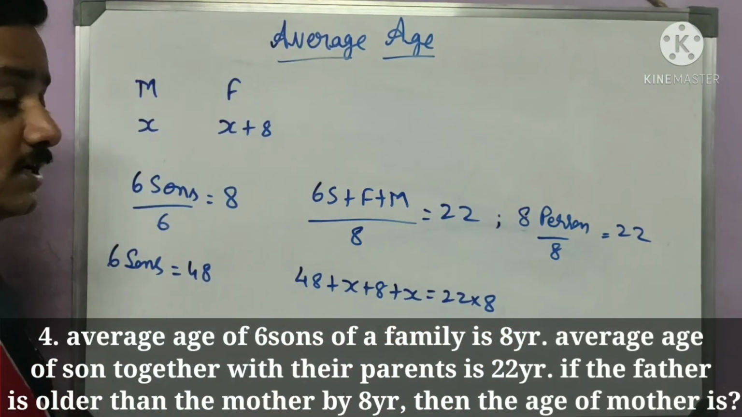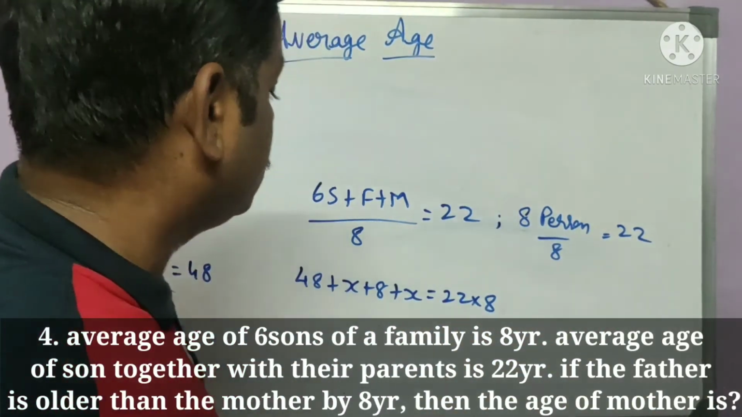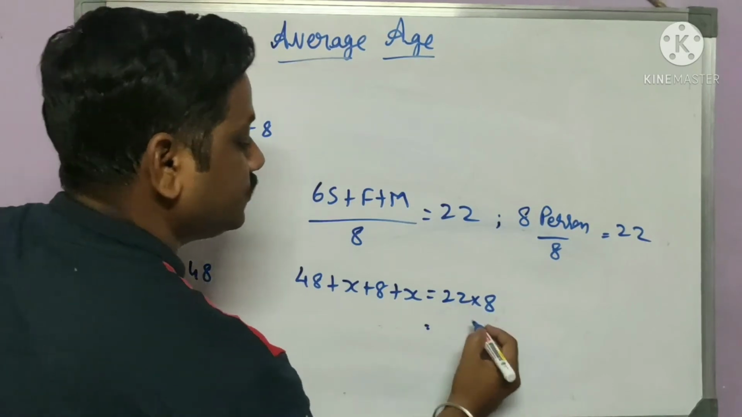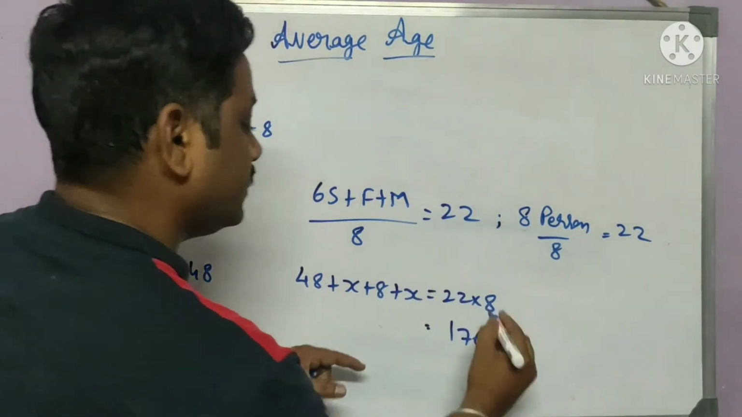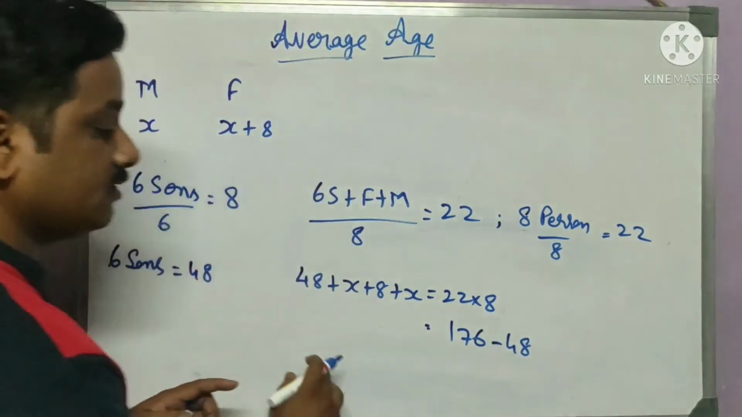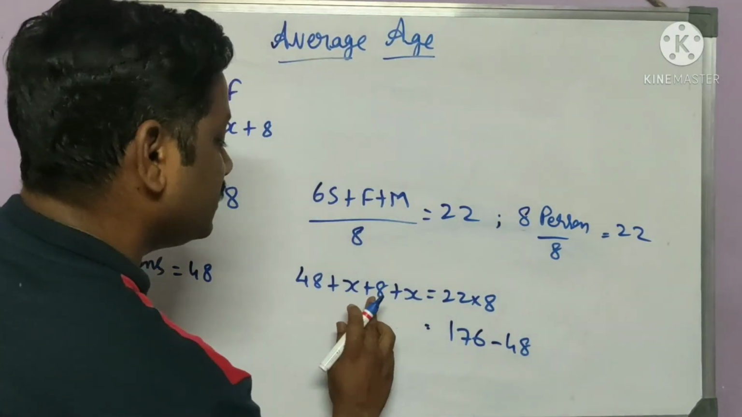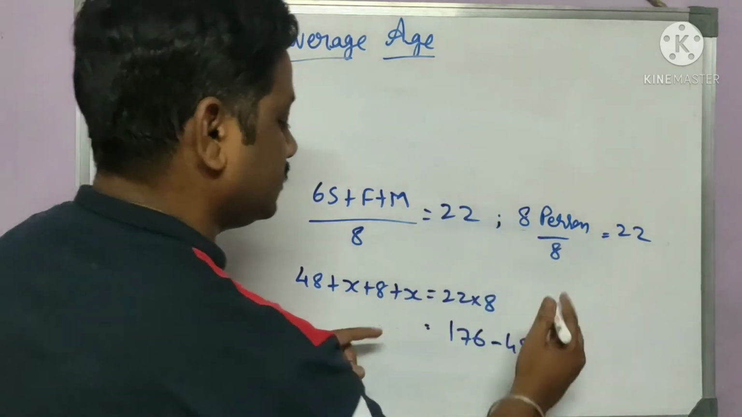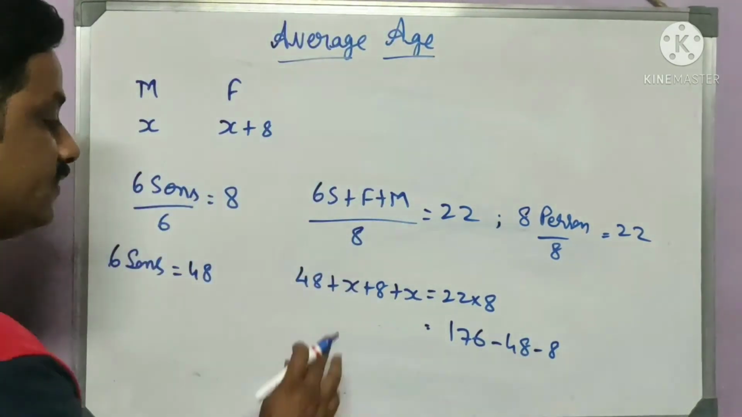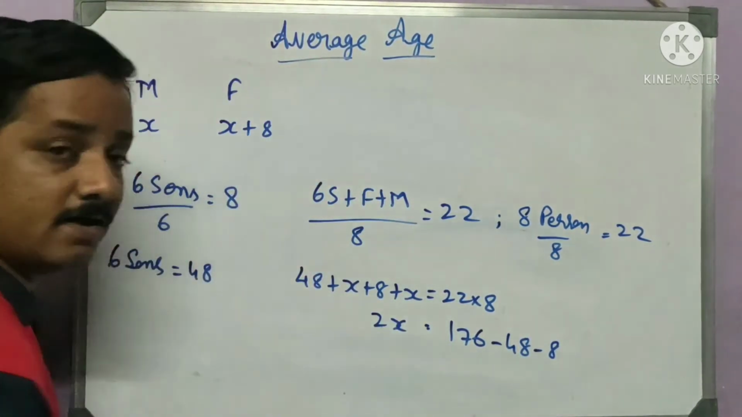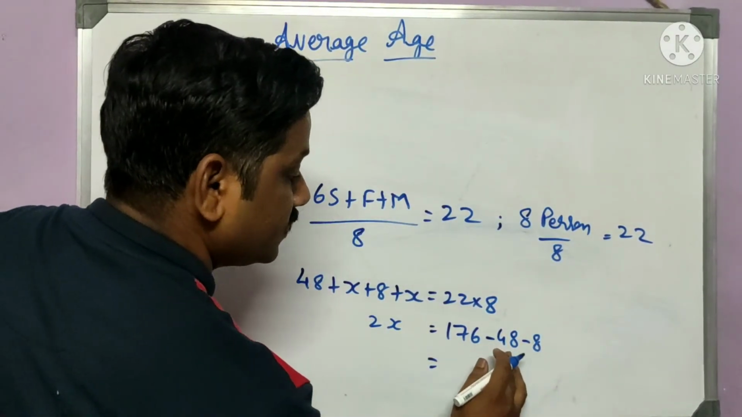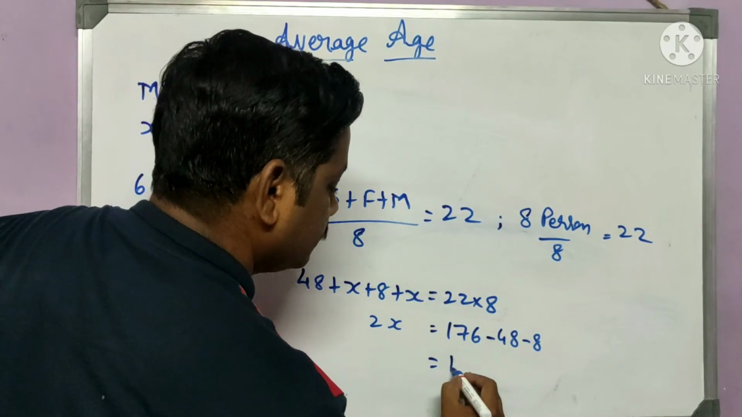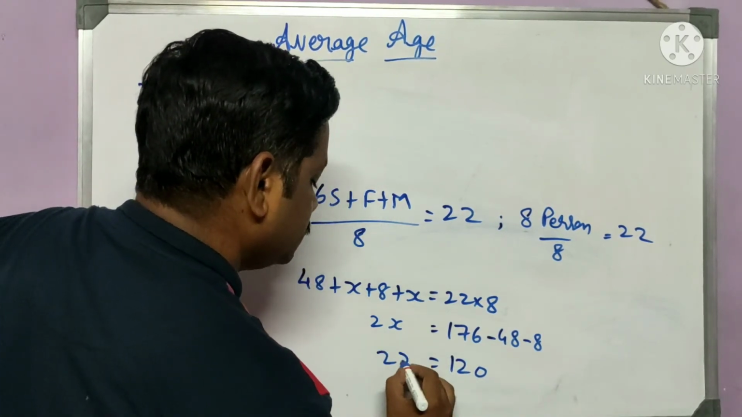This 8 is taken to the RHS. So now 22 into 8 is 176, which will be the number here. And this 48 I can take to the RHS, so we get minus 48. X plus 8 plus X, so we take this minus 8 as well, and we get 2X. So 176 minus 48 minus 8 is going to be 120.